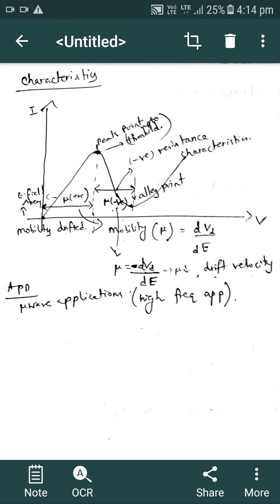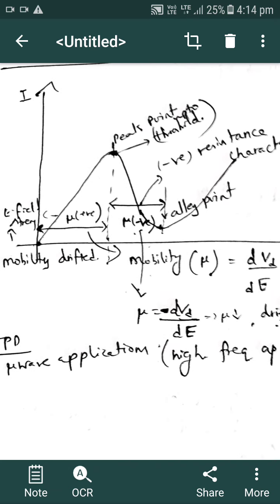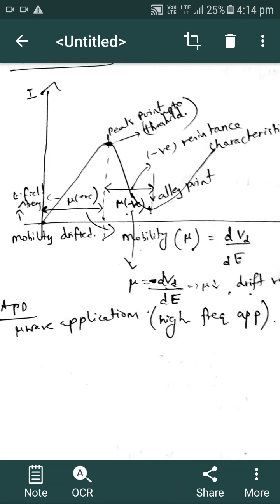Initially, if we increase the voltage, the current also increases linearly up to the threshold point, which is called the peak point. After the peak point, if we increase the voltage, the current decreases till the valley point. And again, if we increase the voltage, the current increases linearly. In the range between the peak point and the valley point, if we increase the voltage, the current decreases. This region is called the negative resistance characteristic.